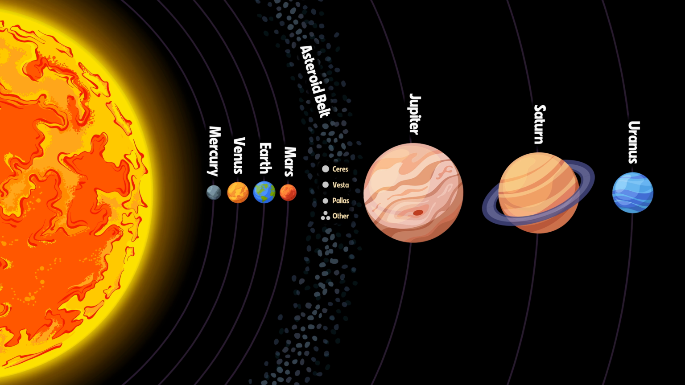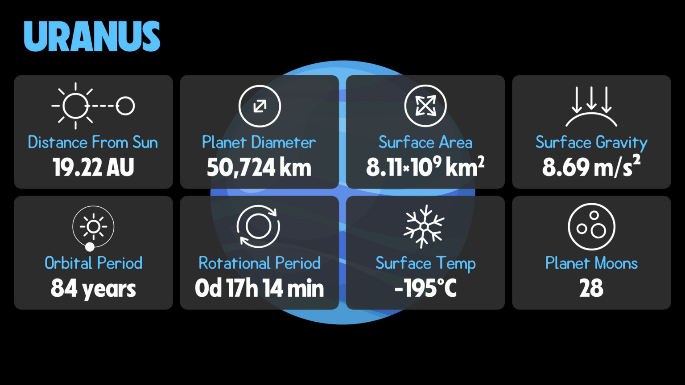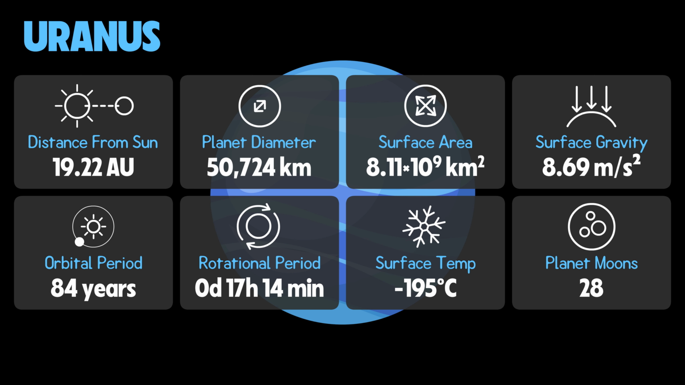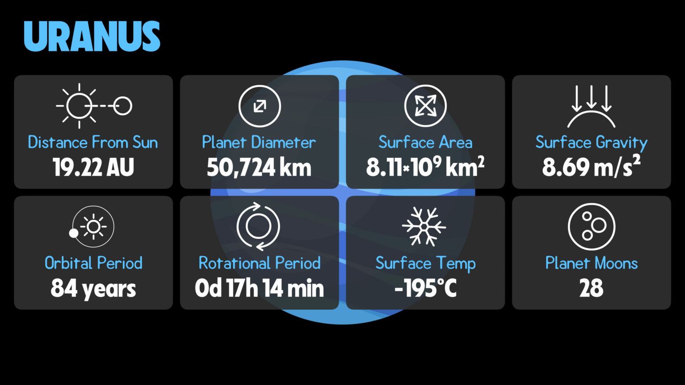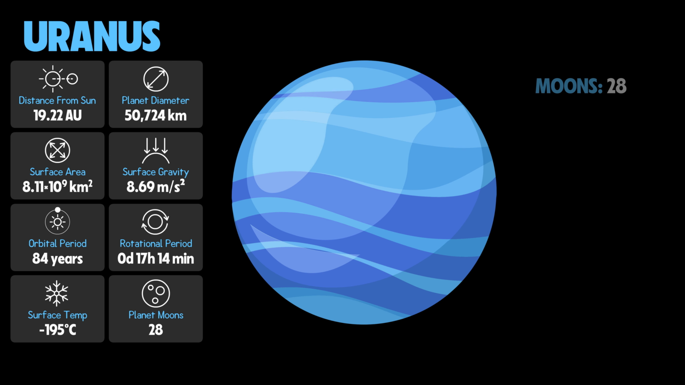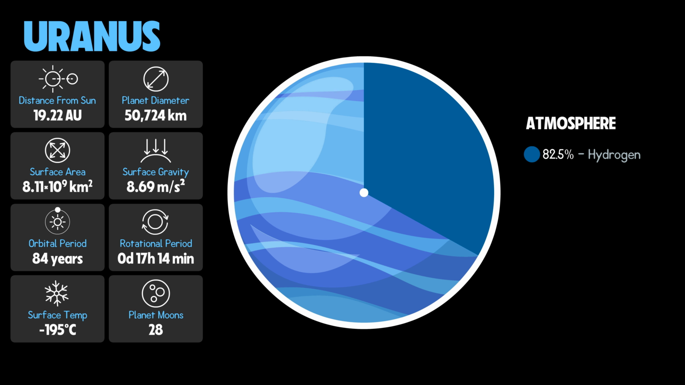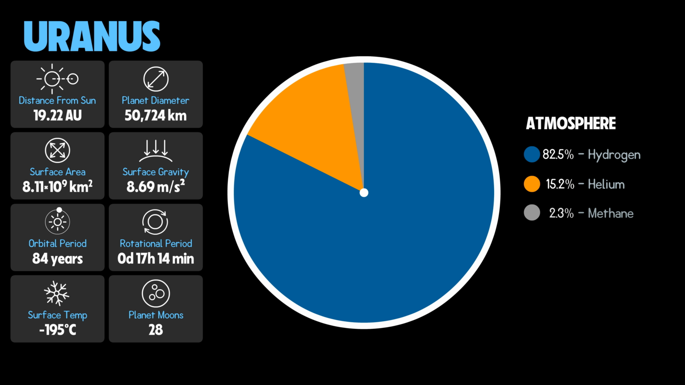After Saturn comes Uranus, known for its unique tilted axis. Uranus, with its mix of ice and rock, stands out with its awesome blue-green color. It completes a rotation in about 17.2 hours and orbits the Sun at a distance of approximately 19.22 astronomical units. Uranus has 28 moons, with the most prominent being Titania, followed by Oberon, Umbriel, Ariel, and Miranda. The atmosphere is primarily composed of hydrogen and helium, with methane as a notable component contributing to its composition.